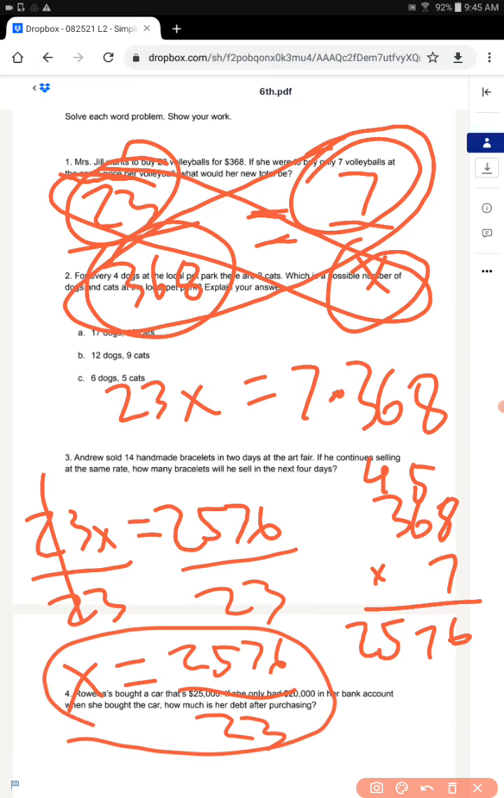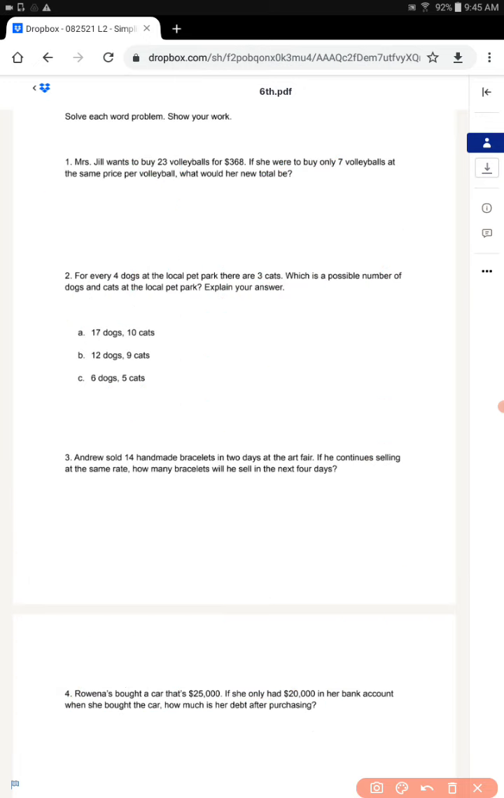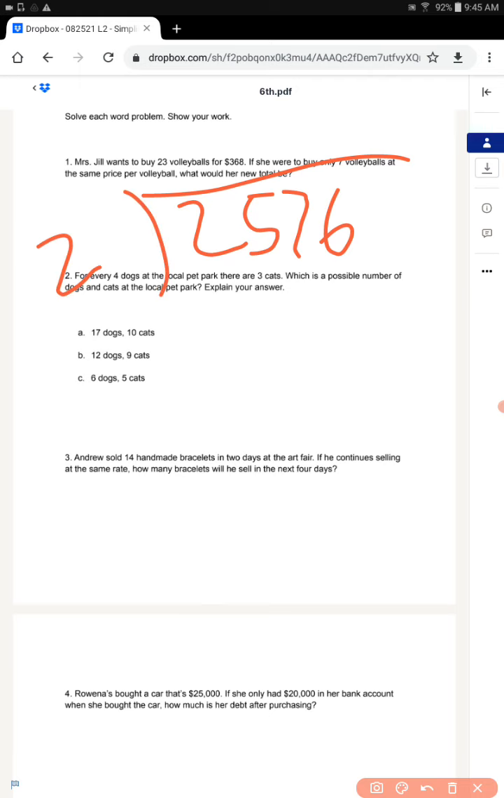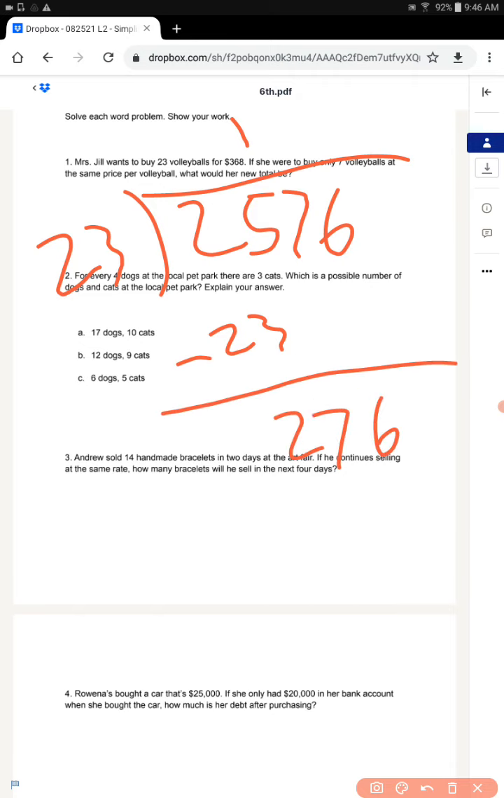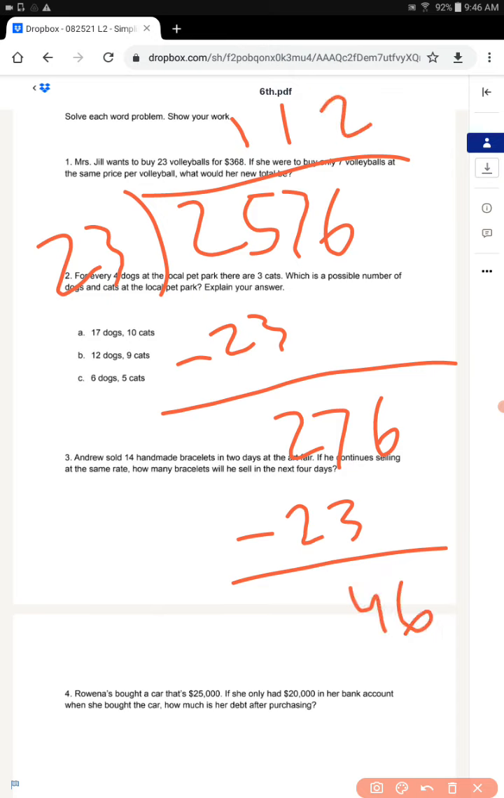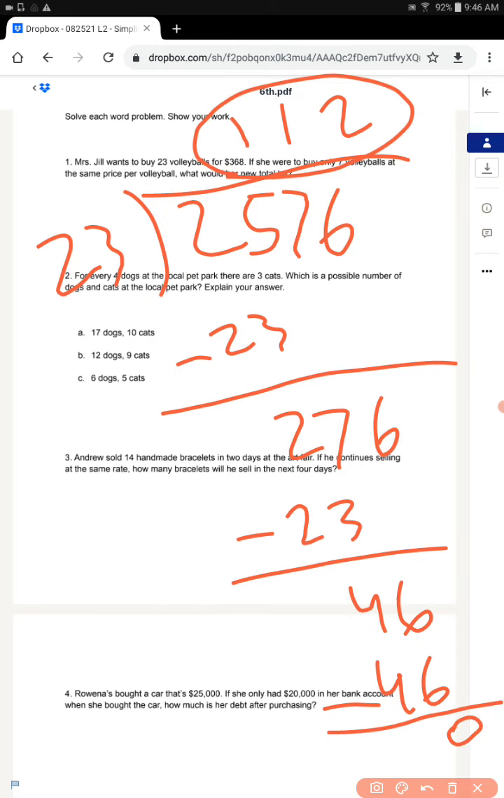And all we have to do is solve this. So 2576 divided by 23. So 1 times 23 is 23. And then minus that, and we're left with 276. And then 1 again. And we get 23. Subtract that, and we're left with 46. And then 2 times 23 is 46. And we're left with 0. So 112 is our final answer.